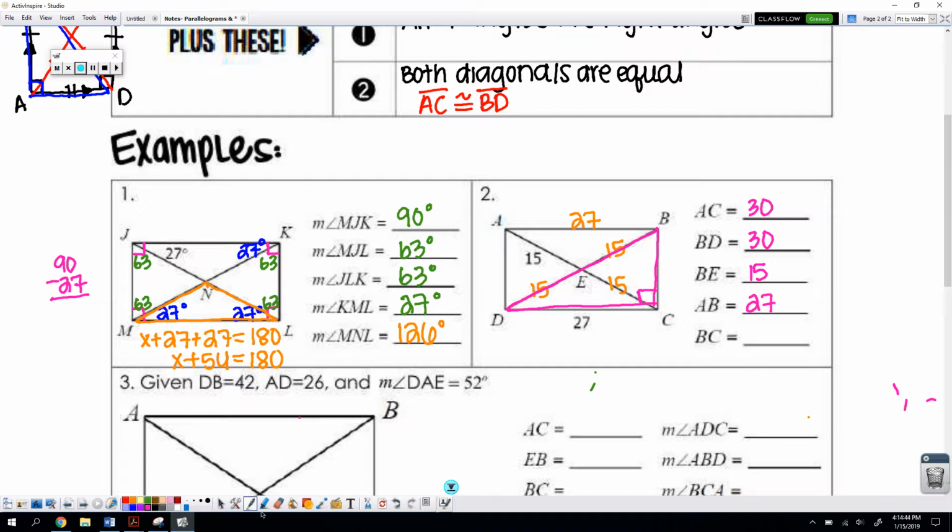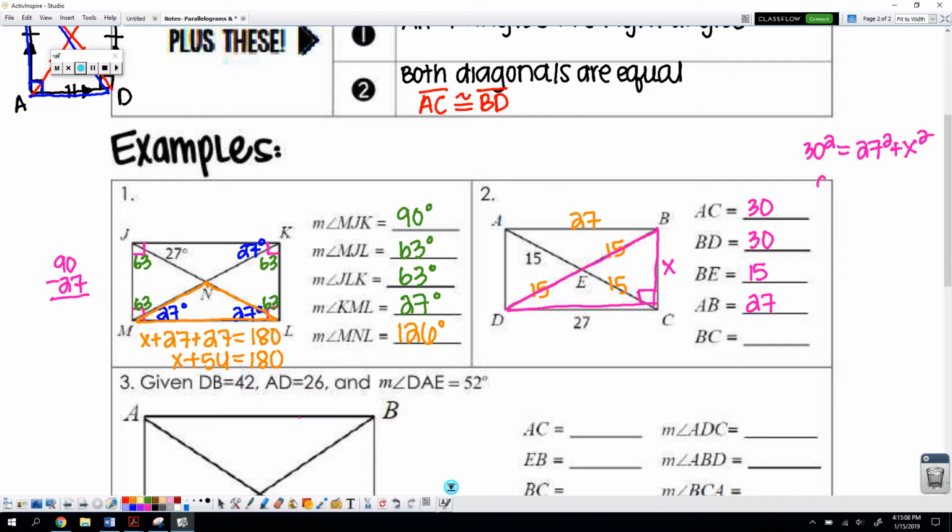So because we can't find it any other way, the only way to find it is going to be using the Pythagorean theorem. So let's do that. So this is x, and our hypotenuse is 30. It's going to go 30 squared equals, then we have 27 squared plus x squared.